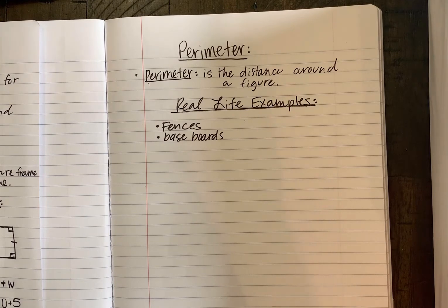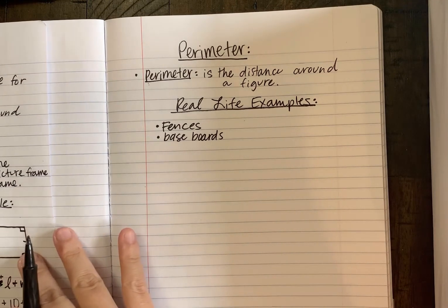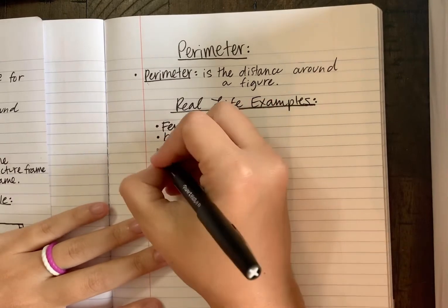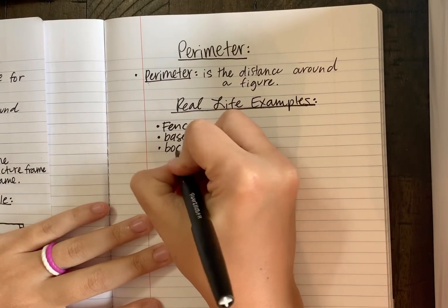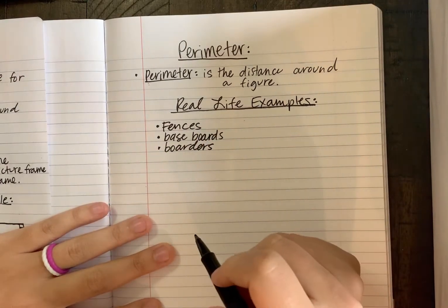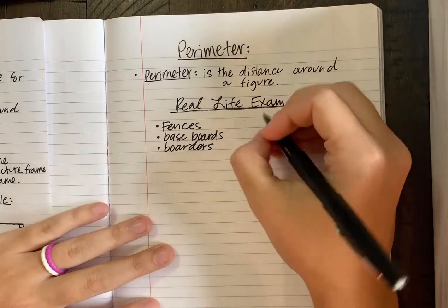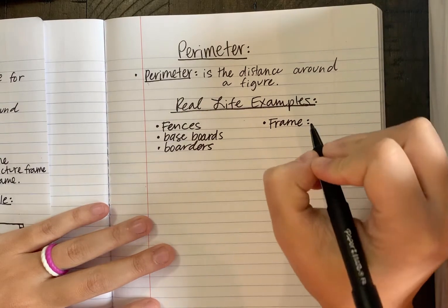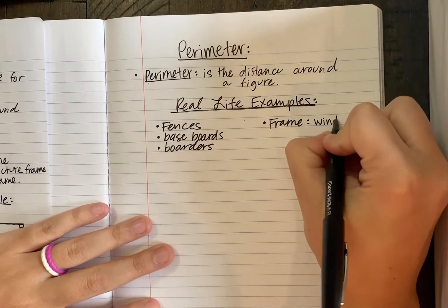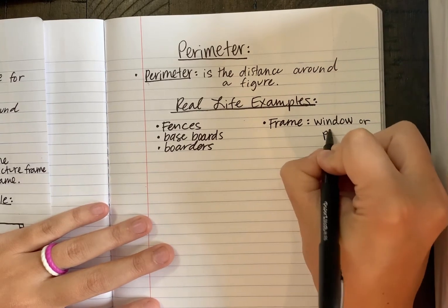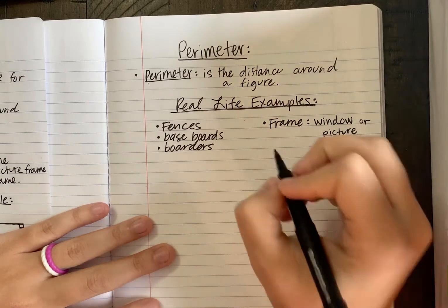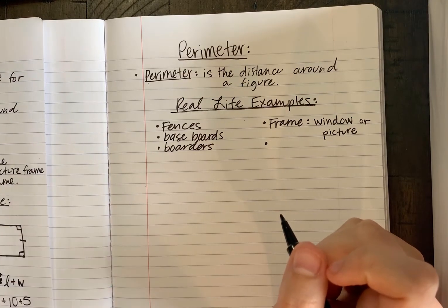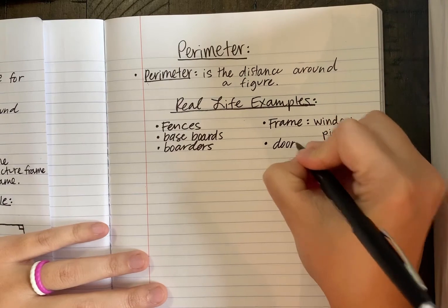It is the outlining of a room. To figure out how much baseboard you would need to get, you would have to know the perimeter of the room. So we've got baseboards, borders. Borders of like bulletin boards at school, or the outlining of a photo or a picture. That could be a good one, like a picture frame or a window frame. And you, of course, can add whatever comes to mind, whatever you think is perimeter. And then also a door frame, that would work as well.